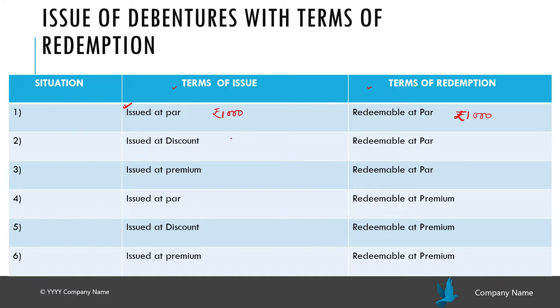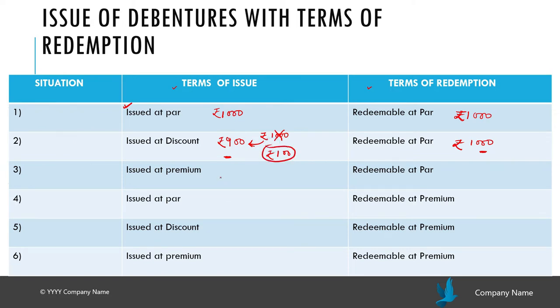The second situation could be issue at discount. That means suppose the debenture has been issued at 900 rupees, even though the cost price of the debenture is rupees 1000, but it is issued at 900, so 100 rupees is the discount here. Then it is issued at discount but redeemed at rupees 1000, that means at par. So here the debenture is issued at 900 but is going to be redeemed at par. So there will be a loss for the company of rupees 100.